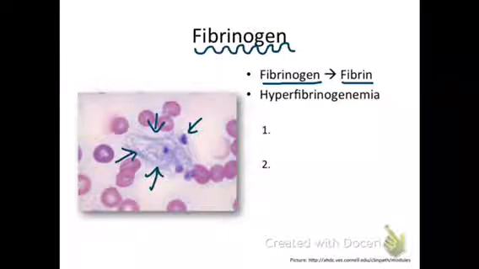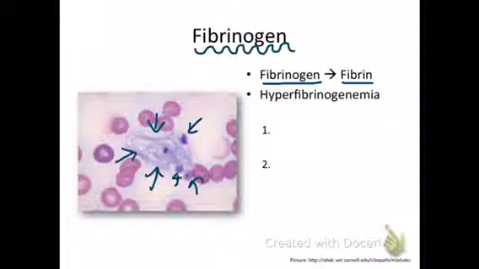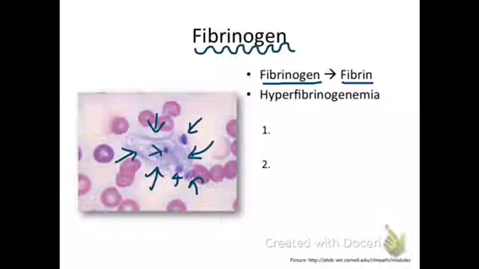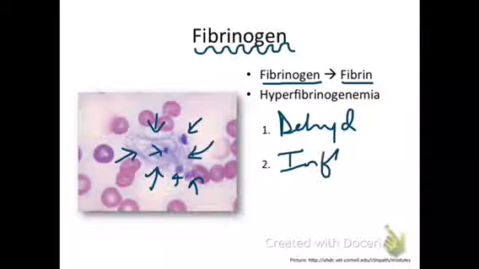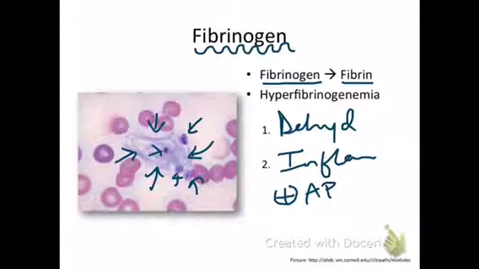So here are platelets, there's 4 platelets, and all of this fibrillar blue material is fibrin. There are 2 causes of hyperfibrinogenemia, or an increased fibrinogen concentration in blood, and they are dehydration and inflammation. Fibrinogen increases during times of inflammation because it is a positive acute phase protein, meaning that its production is increased during times of inflammation.